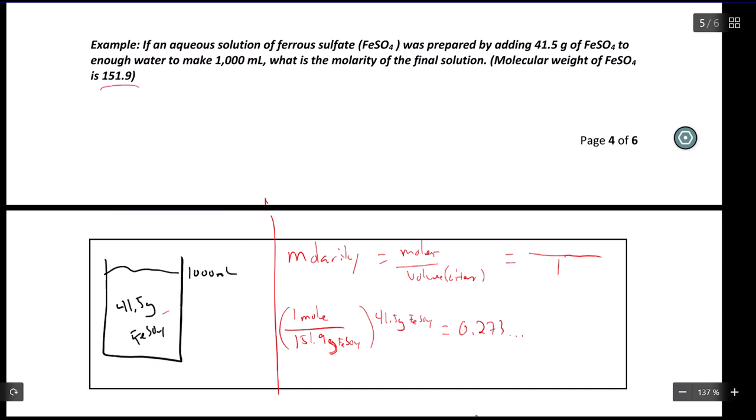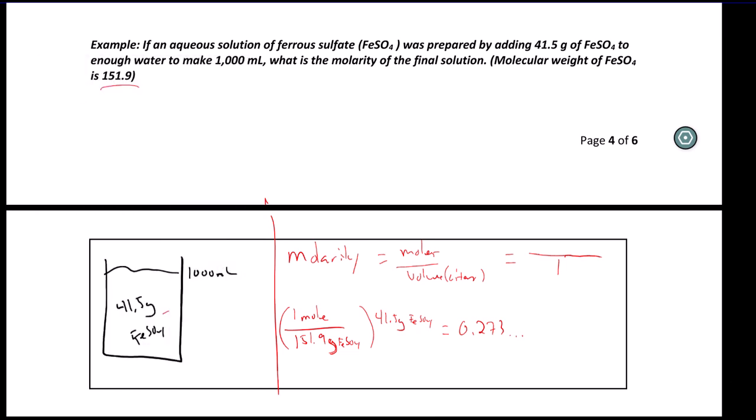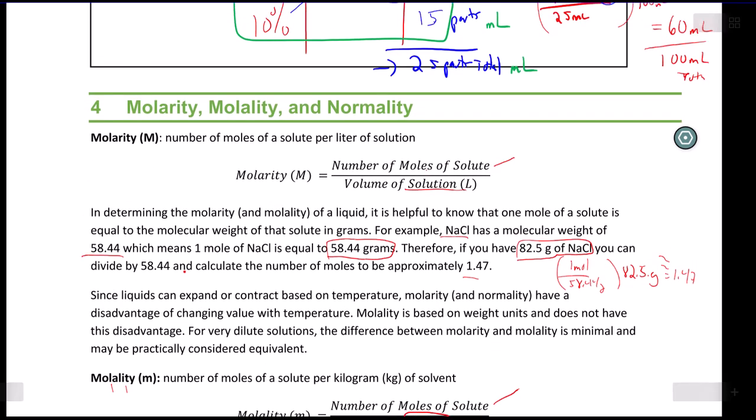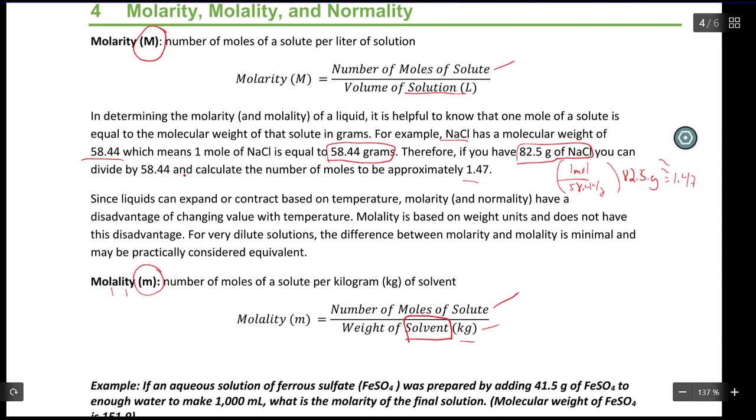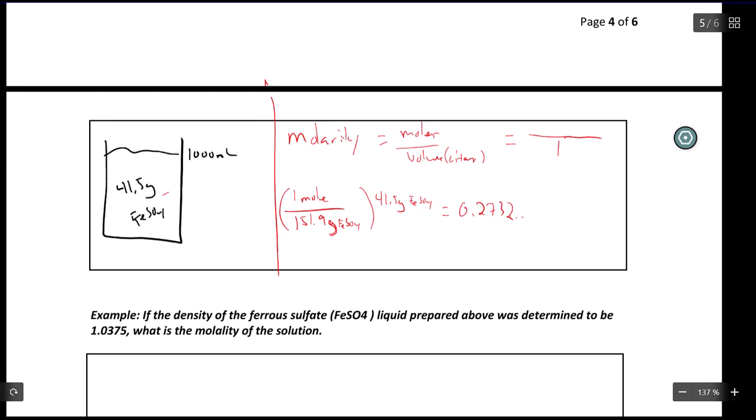All right, so we can say 0.2732, and this is the molarity of the solution. Notice big M molarity, small m molality. So I would say 0.2732 big M molarity. All right.